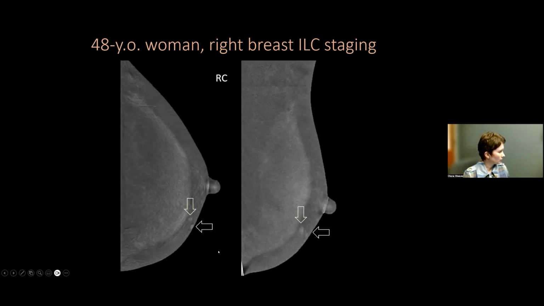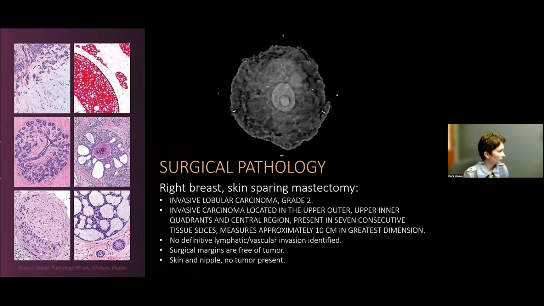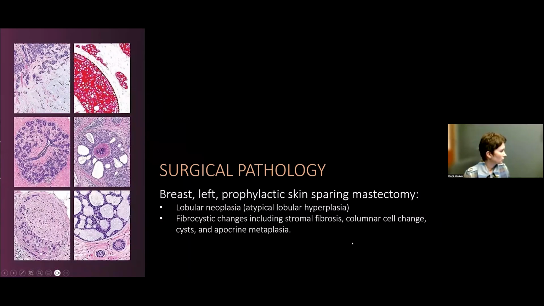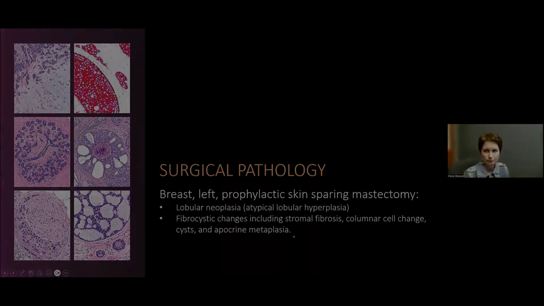So you already know that they are oval, they are enhancing, they have little dark rims of surrounding air. So those are benign cutaneous cherry hemangiomas. The patient ended up having a right mastectomy, and it was invasive lobular cancer, at least 10 centimeters in greater dimension. And she also had a left prophylactic mastectomy, and there was no cancer there, just lobular neoplasia, confirming our true negative CEM on the left.